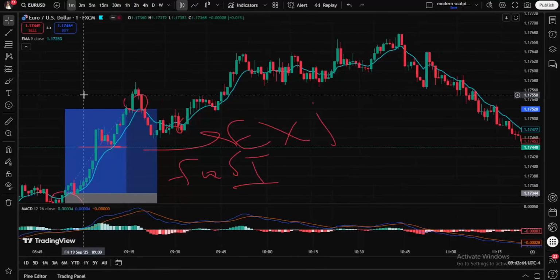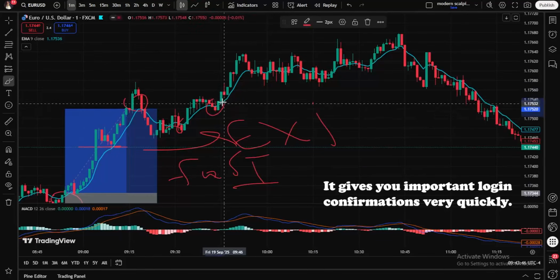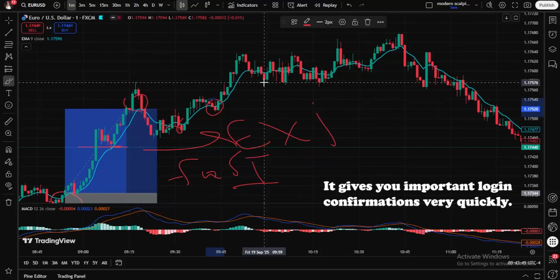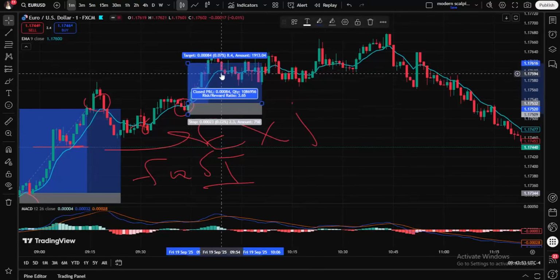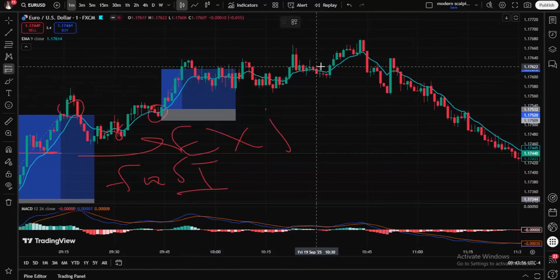Trading with EMA 9 and MACD. Using EMA 9 together with MACD for trading and scalping means that you want to react very quickly to market changes. Here's how it works. Buy signal.